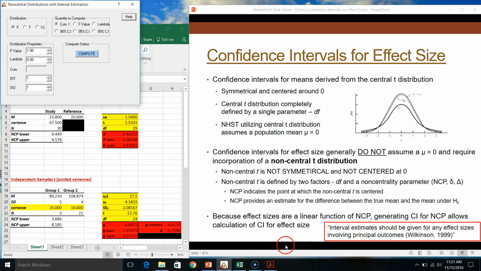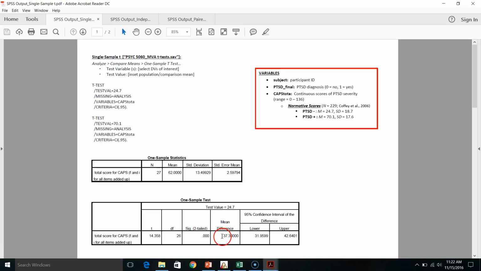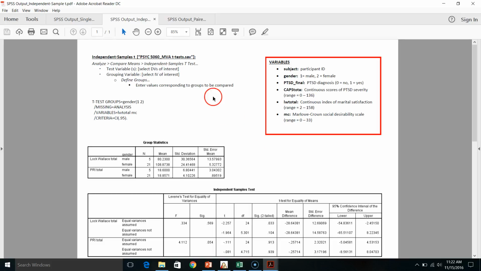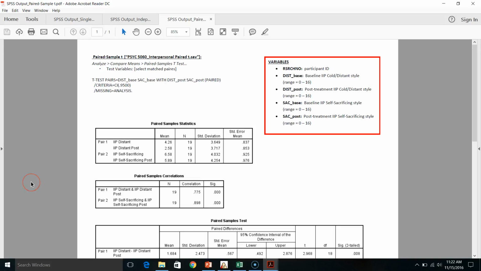So examples that we're going through, just to clarify, as you're walking through, want to link this back to stuff that we've already done in class. Make sure to pull up your single sample T handout that we gave there. Here we're looking at comparing PTSD, the CAPS total scores from our data set versus some normative stuff, if you recall. The independent sample T that we're going to do is taken from this handout. We're looking at marital satisfaction across men and women exposed to motor vehicle accident trauma.